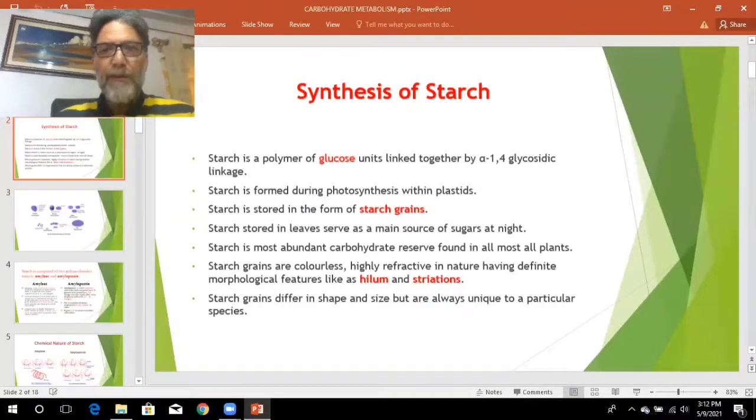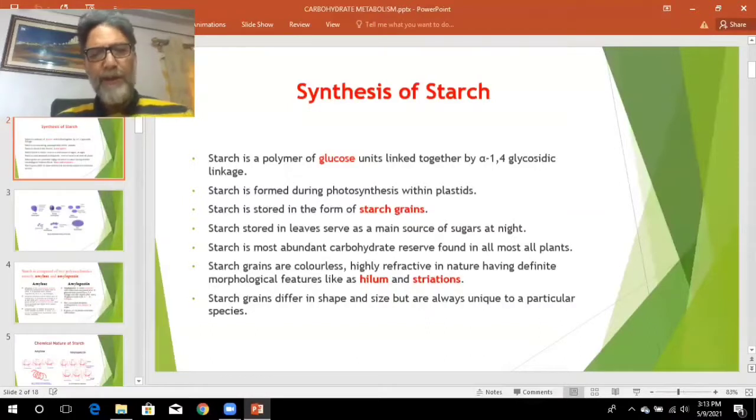Since it is a storage type of polysaccharide, it is stored in the form of starch grains. And these starch grains during night in the leaves act as a source of sugars. If you see, starch is the most abundant carbohydrate reserve food found in almost all plants. If you take cereals, potato, or banana, these products have abundant carbohydrate.